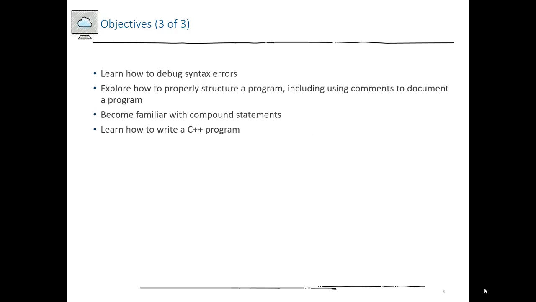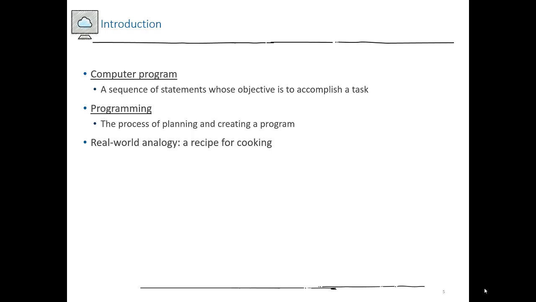So what is a computer program? A computer program is a sequence of statements whose task is to do something for us, whose job is to do something for us. It requires planning, and in the last video we talked about algorithm, which is a plan to write your program, and then you actually code your program. So it's like cooking.